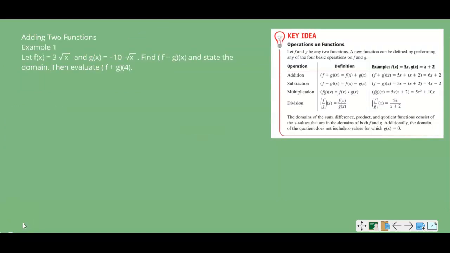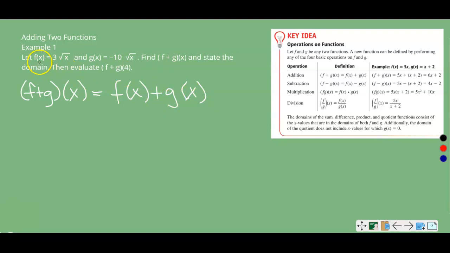Example 1, adding two functions. Let f of x equal 3 square roots of x and g of x equal negative 10 times the square root of x. Find f plus g of x and state the domain. Then evaluate f plus g of 4. All right, so we're going to start with f plus g of x. And remember that can also equal f of x plus g of x. The reason I'm showing you that is because we have f of x and g of x separate, but by definition, those two are equal.